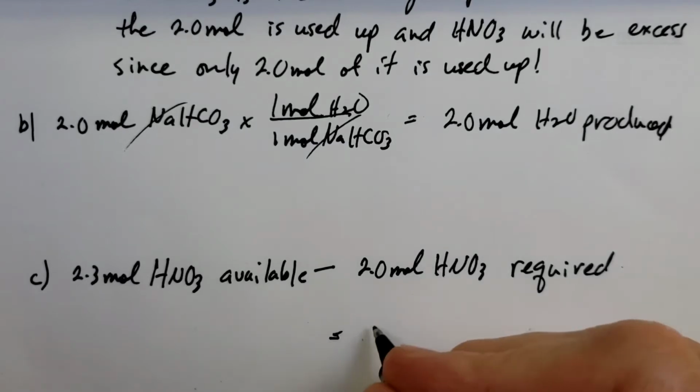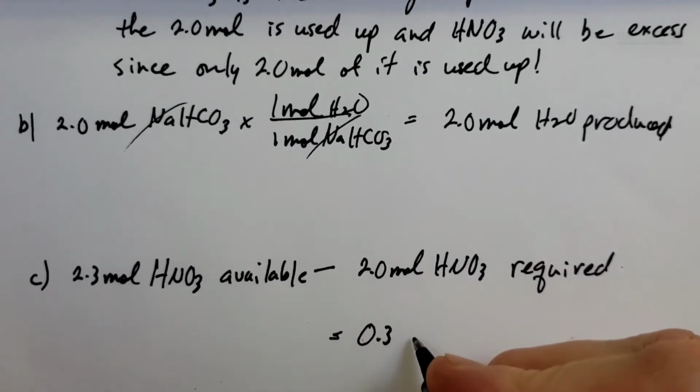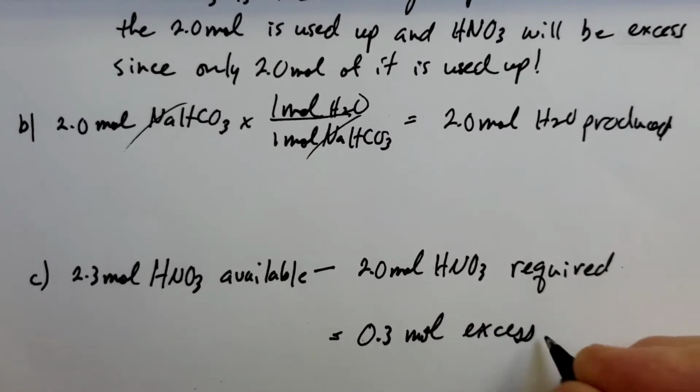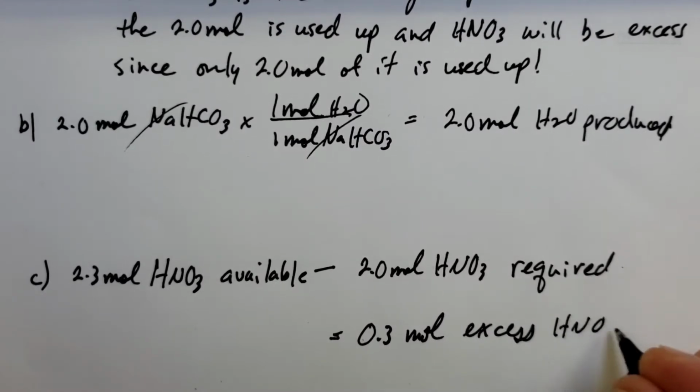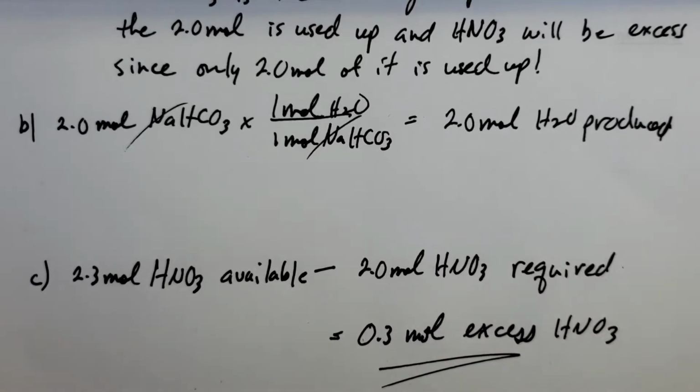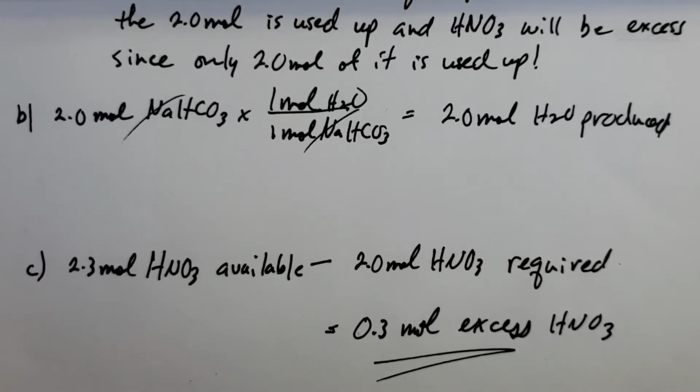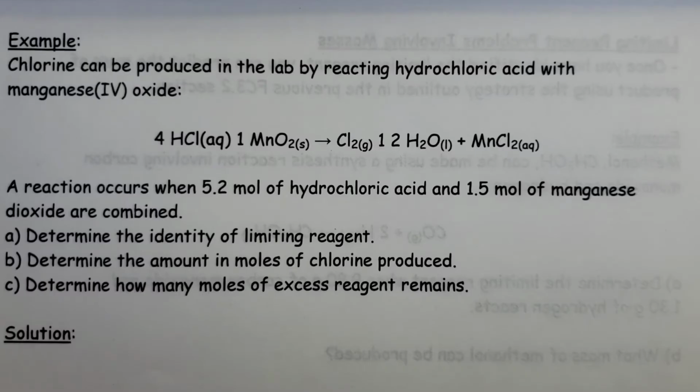So of course that's going to give us 0.3 moles excess HNO3. So here you have it. That's example 1. Or example 2, sorry. So we'll do one more example here in terms of moles to moles.